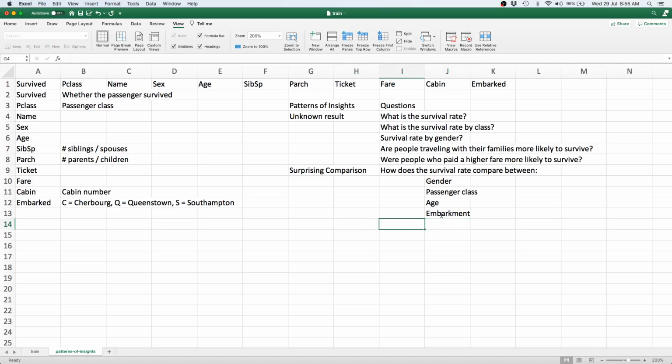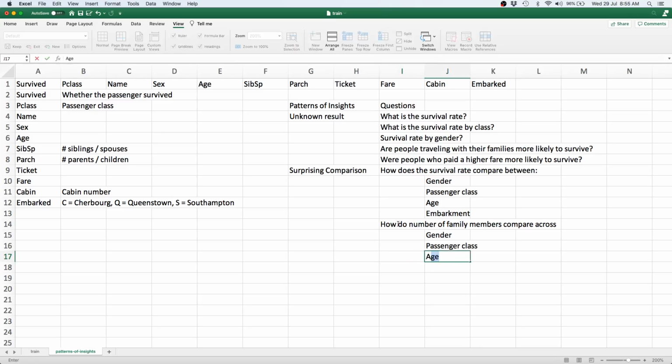There we are. And then we can also ask some other question based on this particular pattern of insight, based on, say, the family. So we can ask how the number of family members compares across gender. So basically, do men have more family members or do women have more family members? Passenger class. And what this means is which class of passengers has more and fewer family members traveling with them. Age, how does the number of family members vary as your age changes?